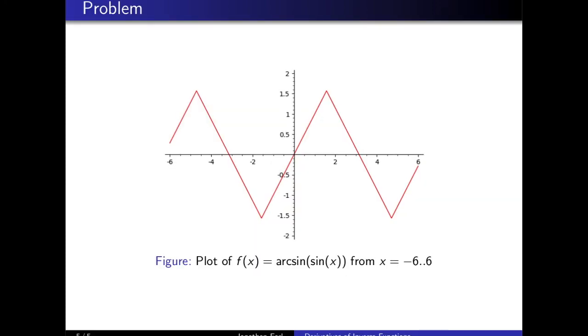Okay, so what happens if we plot this function? Well, what we said is that between minus pi over 2 and pi over 2, you would just get back x. So that would be what we'd maybe expect. We get that arcsine of sine of x is just going to be x between minus pi over 2 and pi over 2.